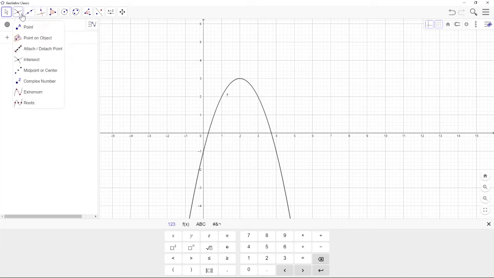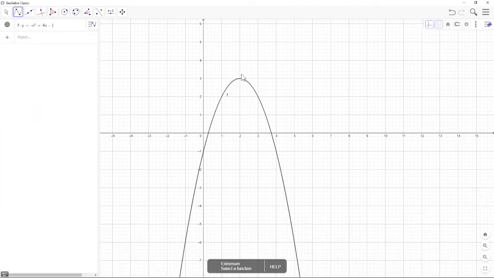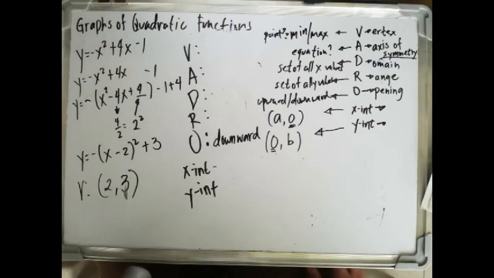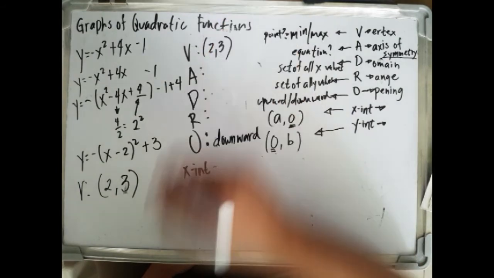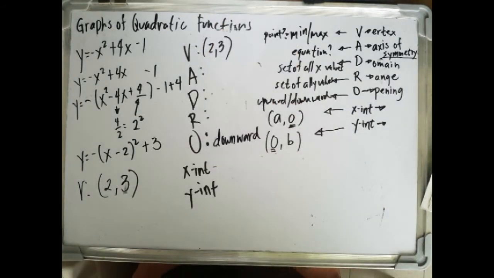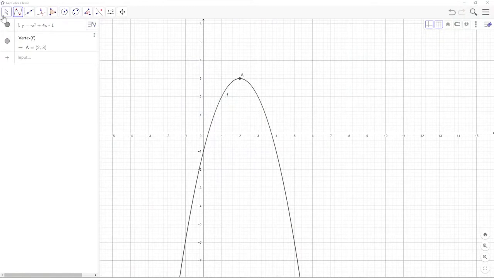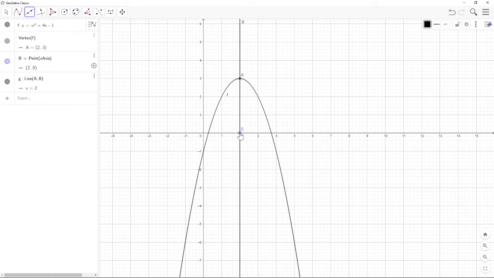Okay, so the vertex, so using the function, click the graph. So that's your vertex 2, 3. So balikan natin yung computation natin. Yes, correct, 2, 3. Medyo pangit na yung sulat ko. So the axis of symmetry. So what will you do? So create a line, click the vertex, and click yan. Tuwid na line dapat. Siyempre, line yan.